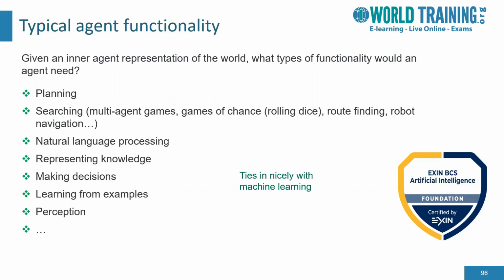The second typical functionality is the overall searching part. So if we have an AI agent who's working on any kind of scenario, which is like a multi-agent game or any kind of game of choices, such as rolling dice, or if you are in an environment where you have to find the best route, or if you are doing any kind of navigation, the searching part is one of the important functionalities which the agent should be able to carry out successfully.